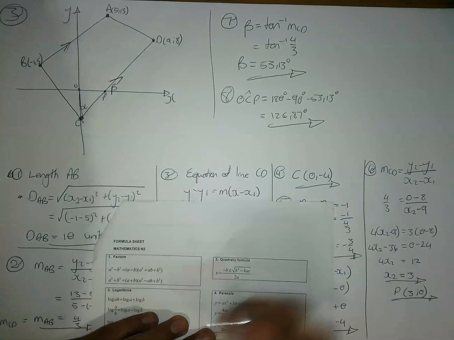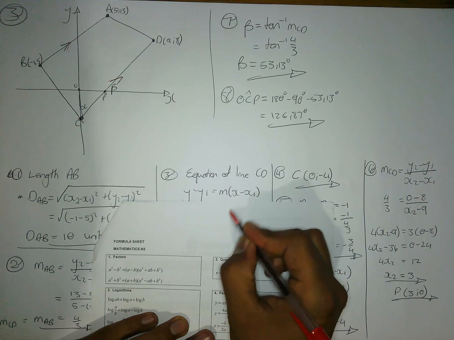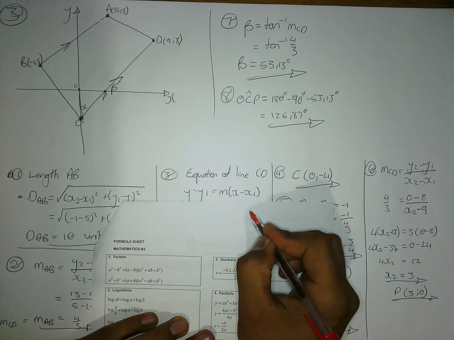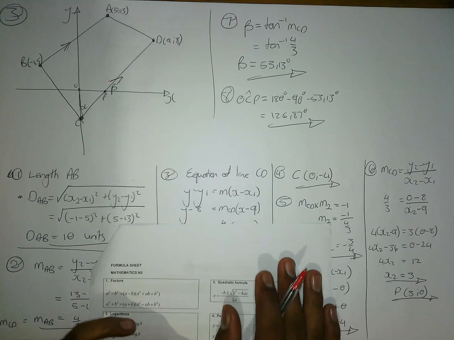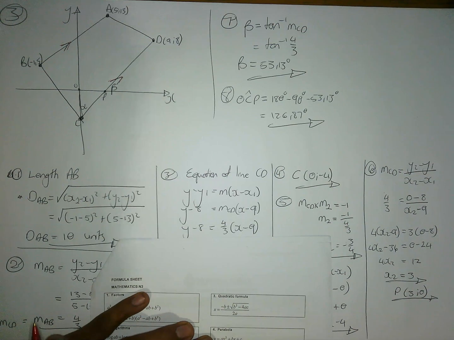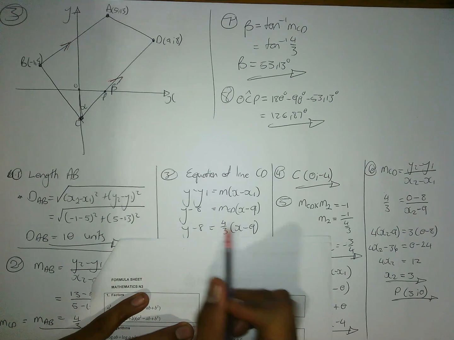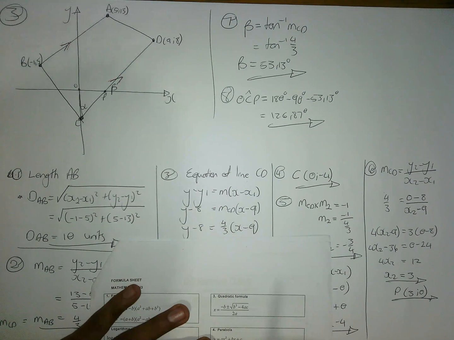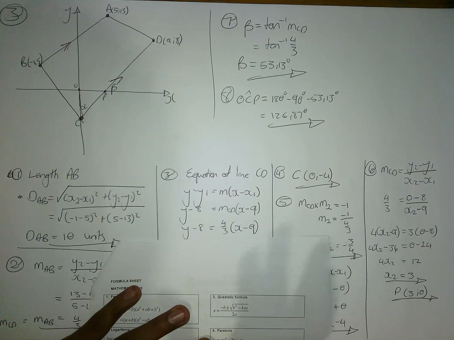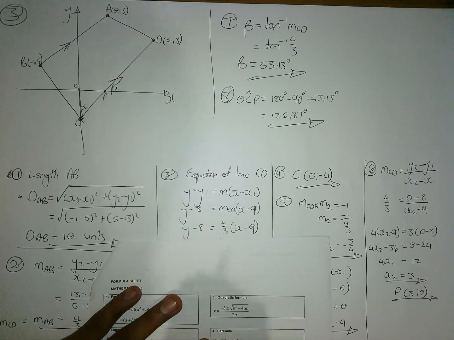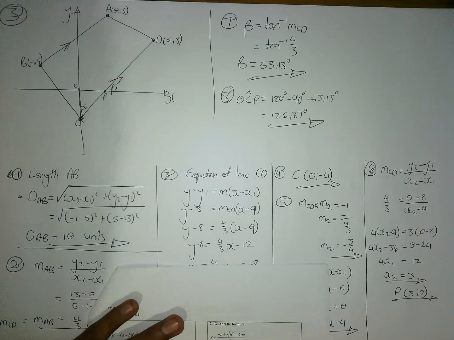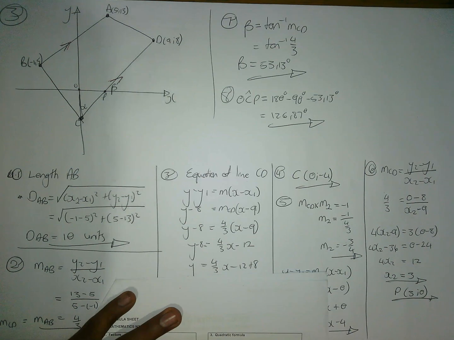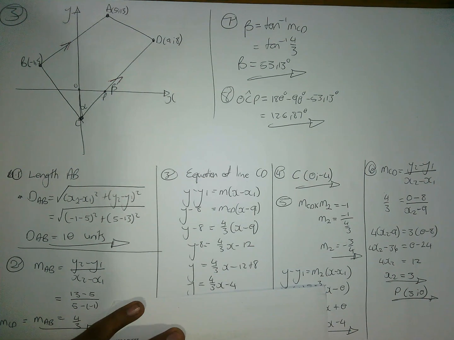So you can have 4 over 3 (x minus 9), and on that side you're going to have y minus 8. All you do now is multiply this 4 over 3 into the brackets, then simplify to get it in the form y equals mx plus c. So this 8 must come over as well at some point, right? Here it comes over, you simplify, and that's your answer.